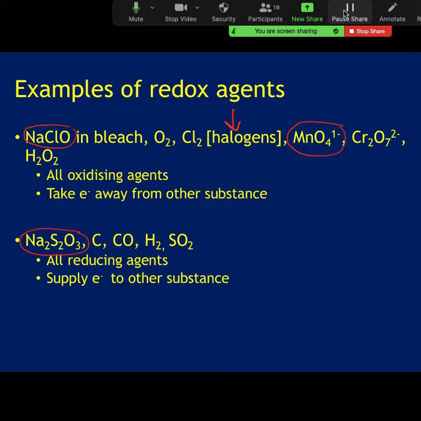Now that is everything from the theory side of today. It's kind of short and sweet because you don't want to melt your brain too much. What are we doing? Redox.